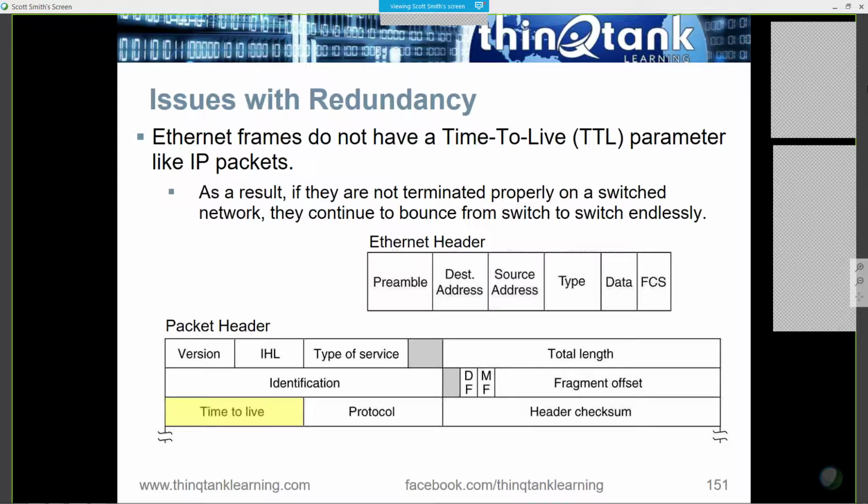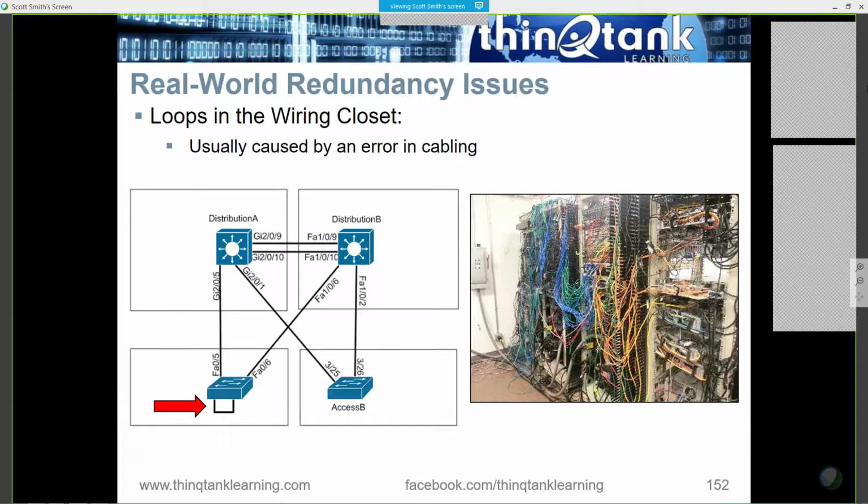I get people telling me all the time, we don't need a stinking spanning tree. We only have one switch in our network. We don't have that fancy redundant design. Do you need spanning tree if you only have one switch in the network? Absolutely. Have you guys ever seen anything like that?